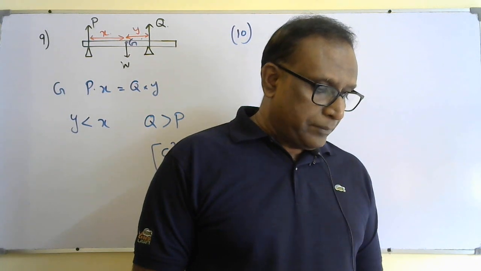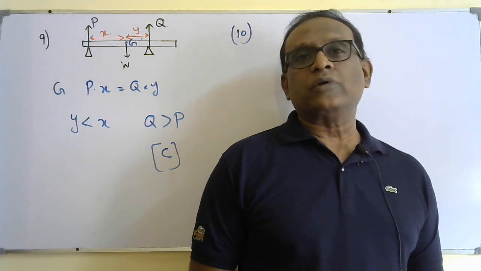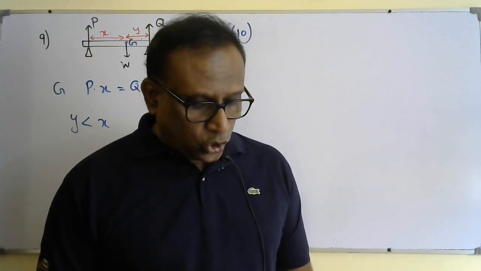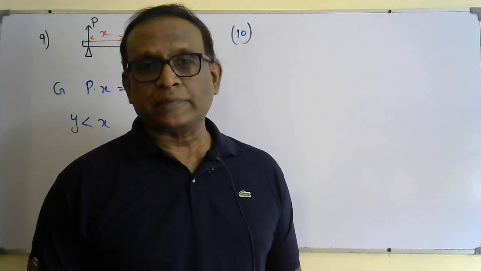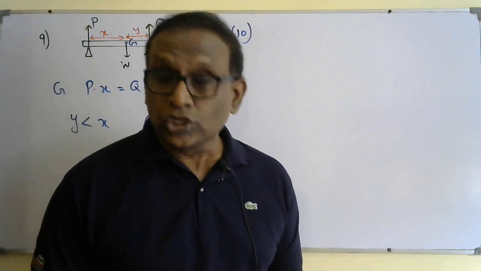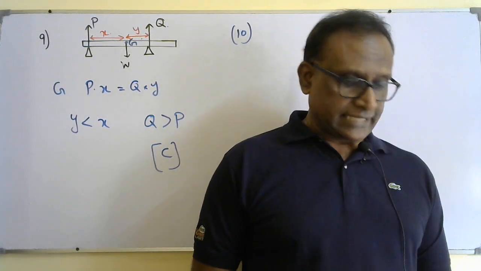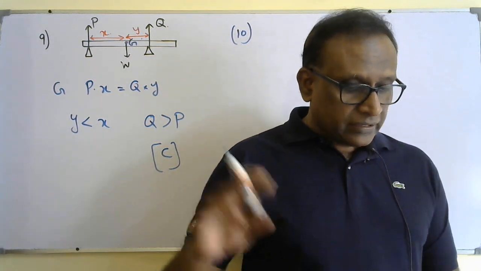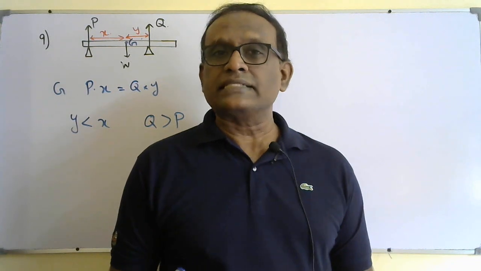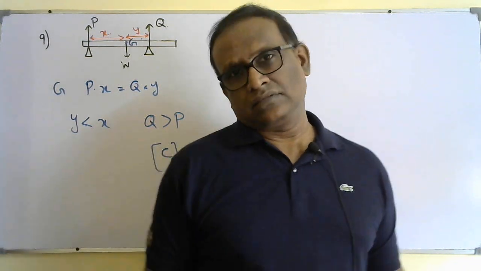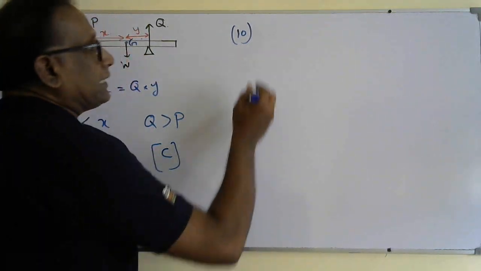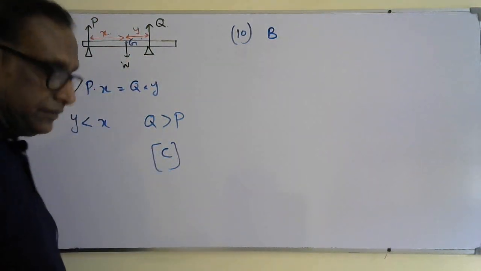Second one, kilogram meter per second squared. If you think about Newton's second law, F equals ma, kilogram is mass, meter per second squared is acceleration. So kilogram meter per second squared is Newton. On the right side, Newton is multiplied by second. So Newton cannot be the same as Newton second. Certainly, those are two different units. So question number 10, the correct answer is B.